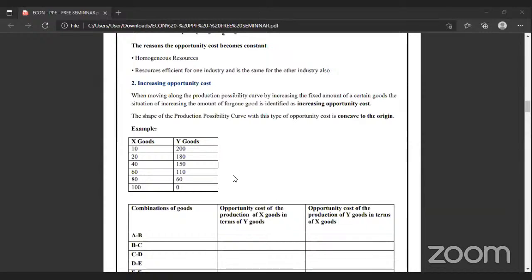Right. So this is increasing opportunity cost. Increasing opportunity cost is when we are increasing the production by a fixed amount, how much? By 10, sorry, 20, sorry, 10. So this should be 0, this should be 0. Don't change it.